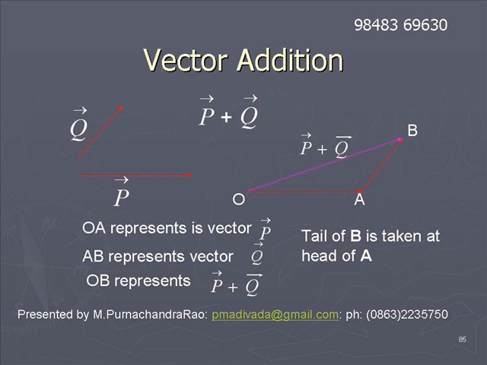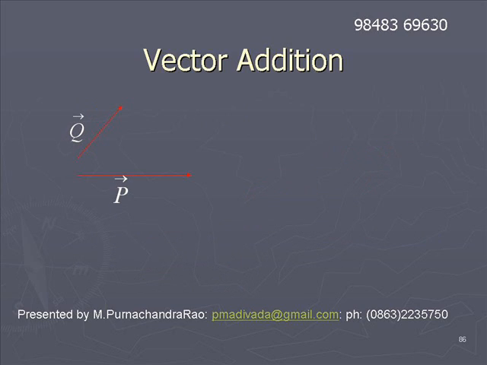Vector addition. To understand vector addition, let us take two vectors P bar and Q bar. I have drawn two vectors in the plane. P bar is larger than Q bar, and their directions are not the same. They have different directions. To find the sum of the two vectors, we use the head to tail rule.